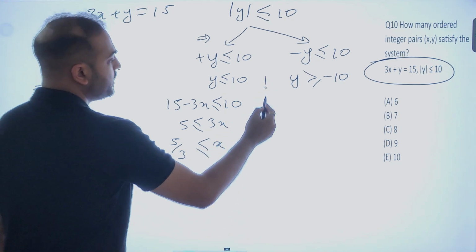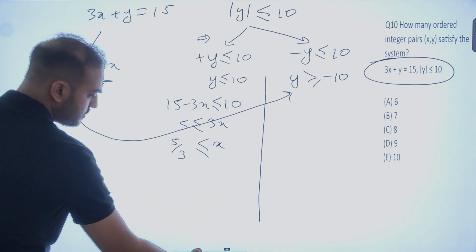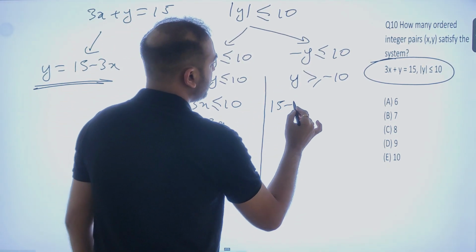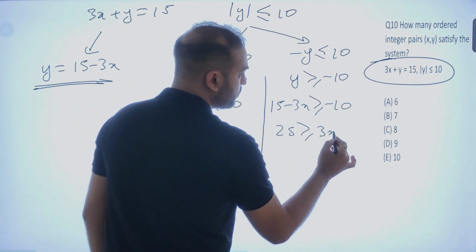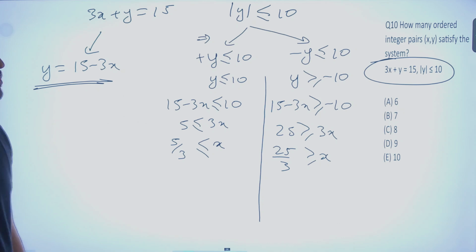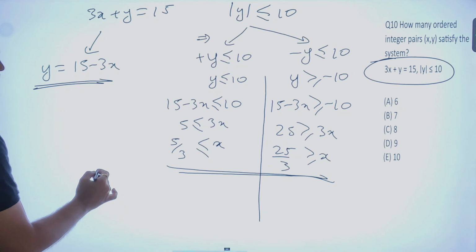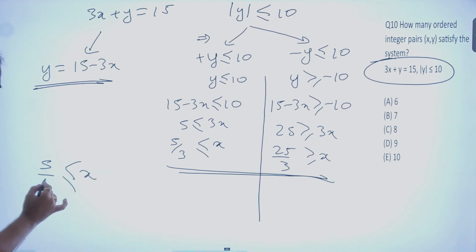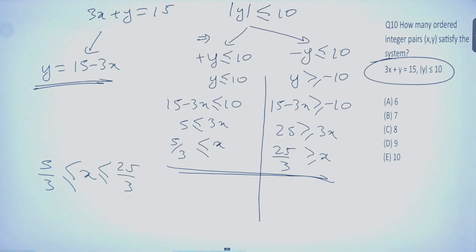Similarly, this value will now go here. We get 15 minus 3x greater than equal to minus 10, 25 greater than equal to 3x, x less than equal to 25 by 3. If we combine the two, we get x is greater than equal to 5 by 3 and less than equal to 25 by 3.